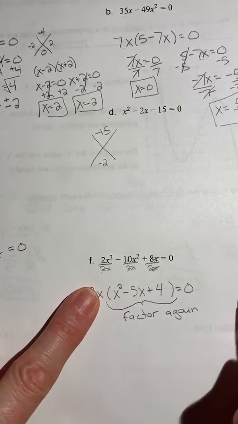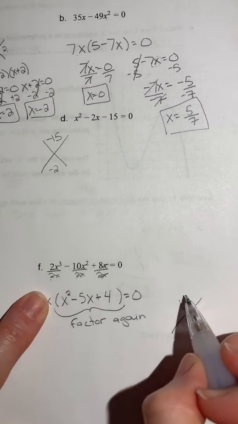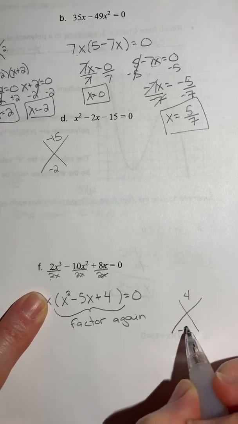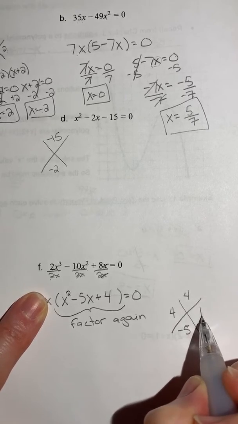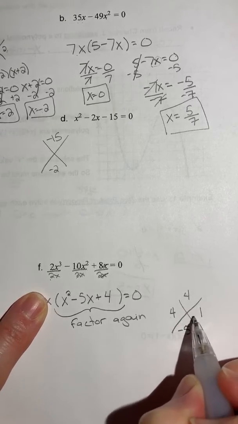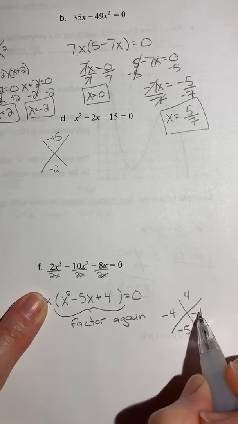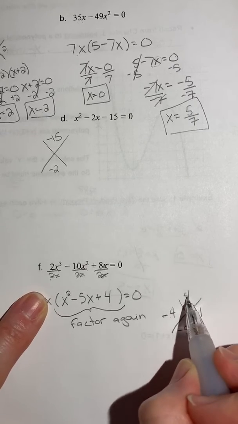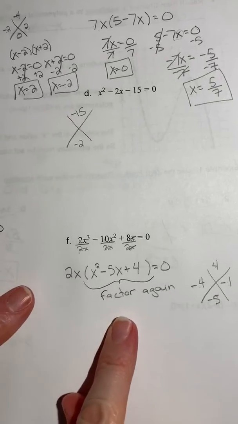And if you look at this, that's one that I can do x on. A times c is 4. B is negative 5. So multiplies to give me 4 is going to be 4 and 1. Adds to give me negative 5, I'm going to make both of them negative. Negative 4 plus negative 1 is negative 5. Negative 4 times negative 1 is positive 4. So this is what this is going to look like.